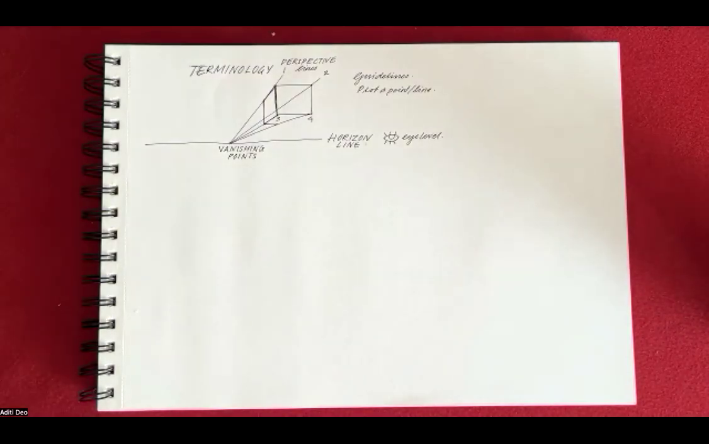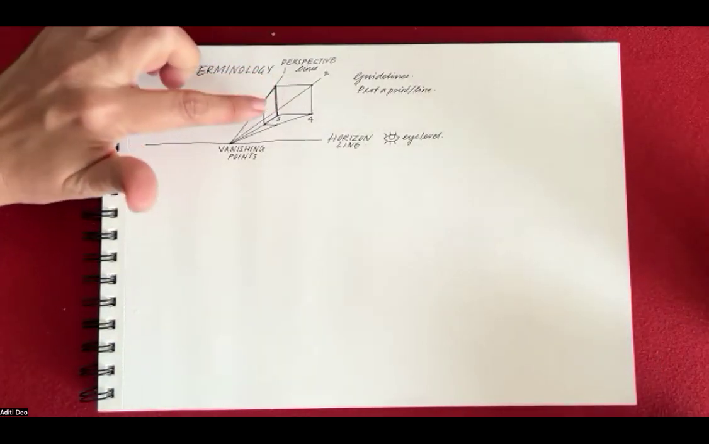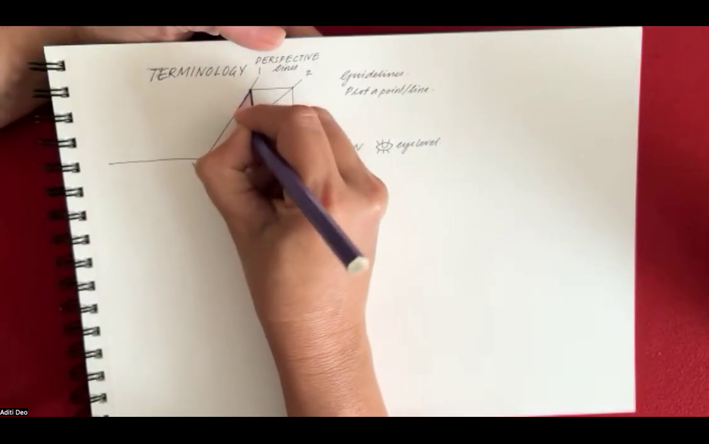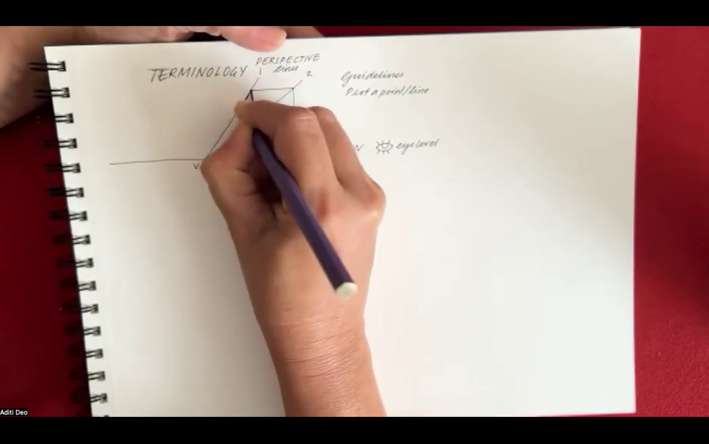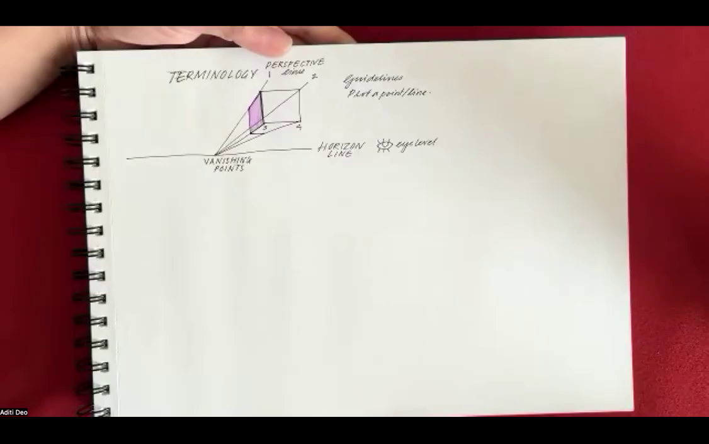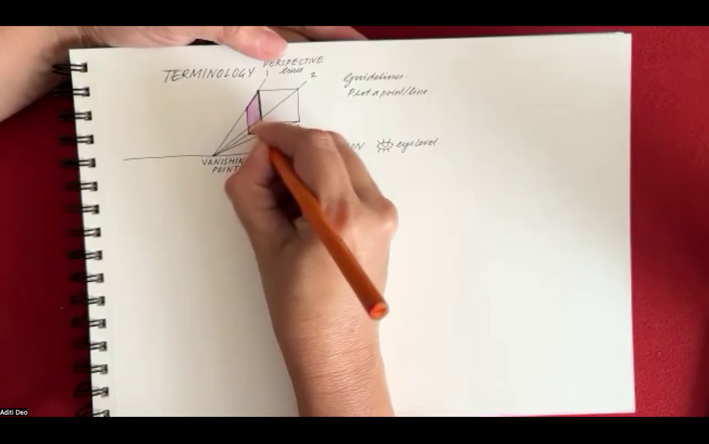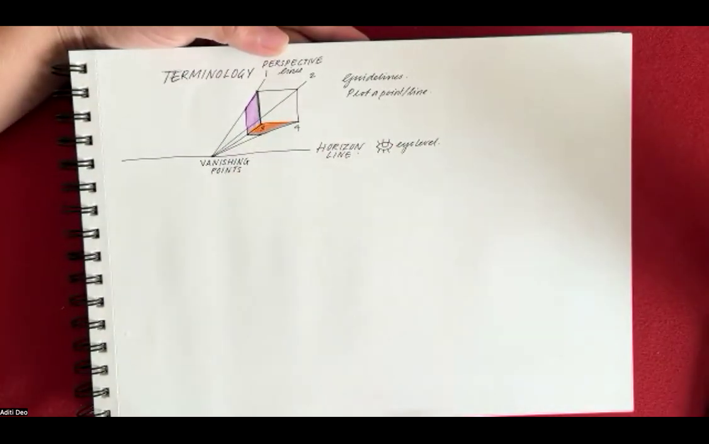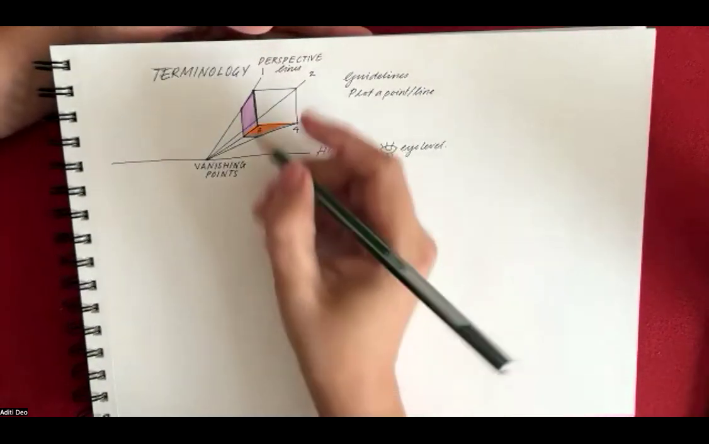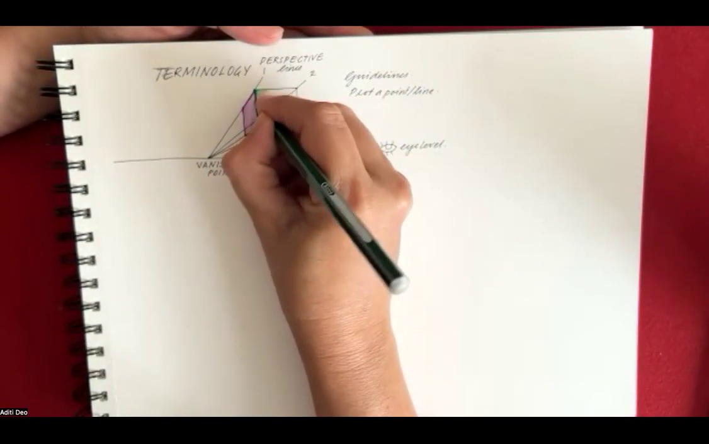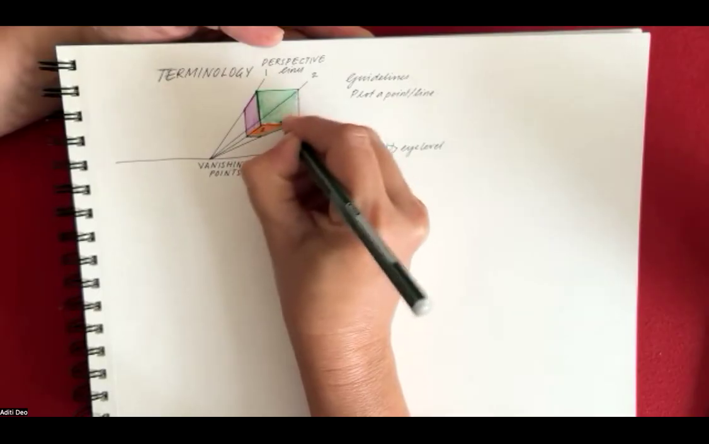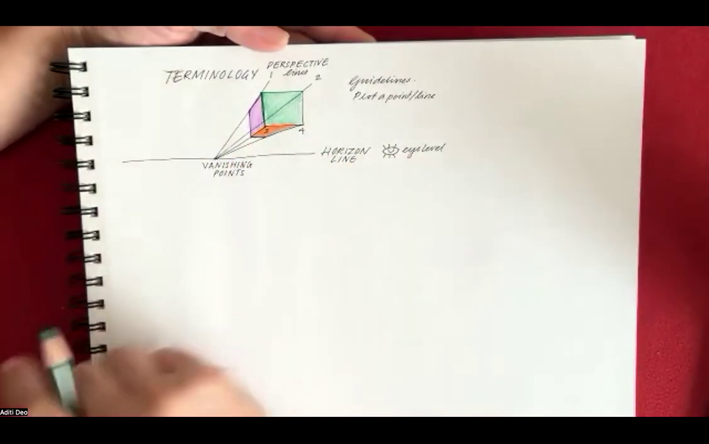Now I'm going to use color pencils to color in all these faces so that you can start seeing the three-dimensional reality or illusion. Sorry, that's not reality. So this is one side, this is another side. And this is the third side. And you can ignore these guidelines.